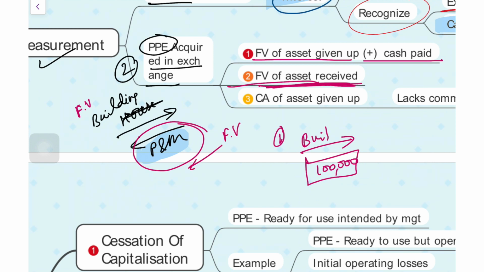So you have received this plant and machinery at what fair value, when you have received it? That fair value you can record. Now, fair value of asset given up is also not there. Fair value of asset received is also not there. So in such a case, what are you going to do?